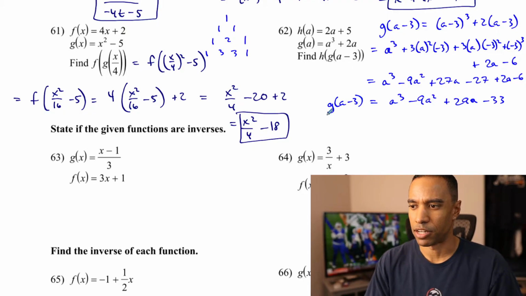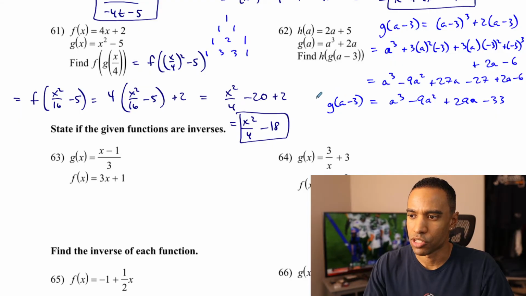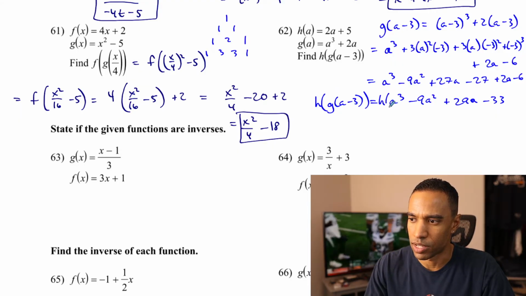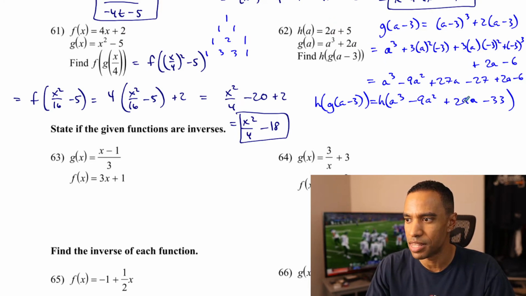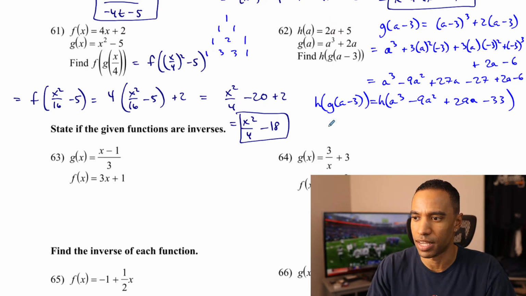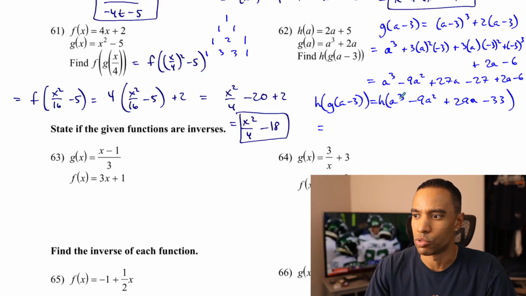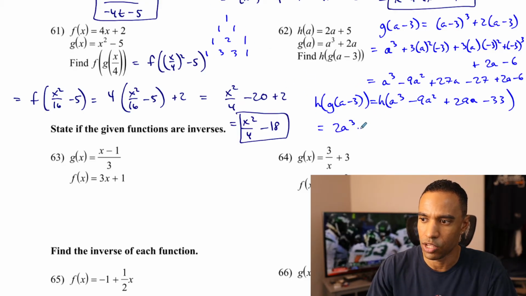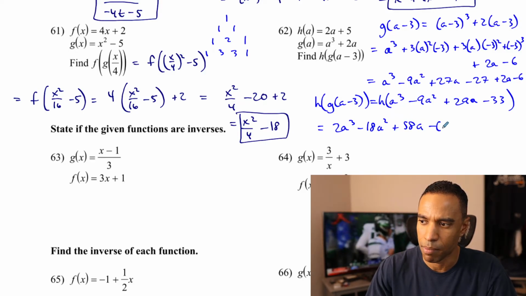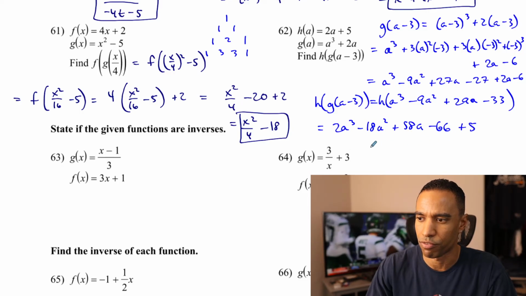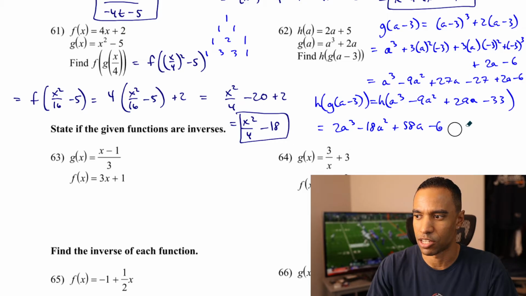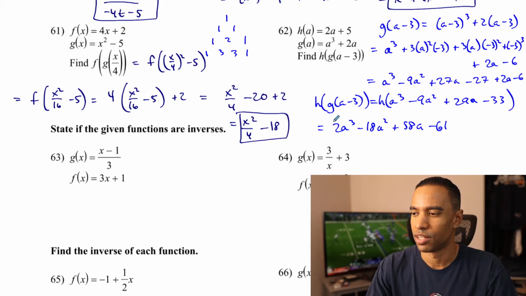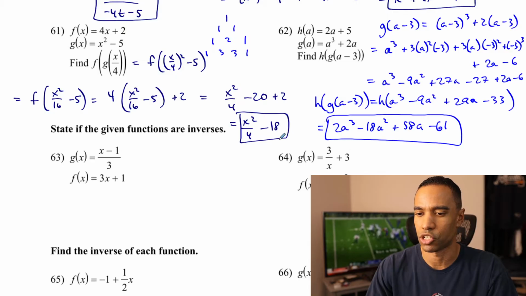H of g of a minus 3 is h of this, which means that's got to substitute into here. So we got to do 2 times this plus 5. So let's see if we can do that in a faster way. So 2 times that, that's 2a cubed minus 18a squared plus 58a minus 66, and then plus 5. So negative 66 plus 5 is negative 61. If I'm going to cut some corners, there it is. Let's hope I did that all correctly without a hitch.